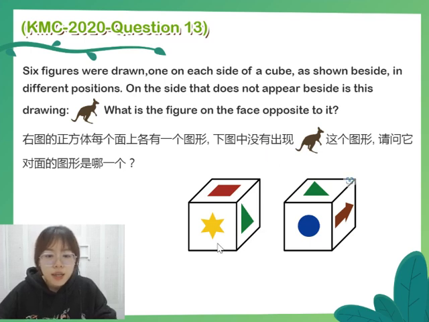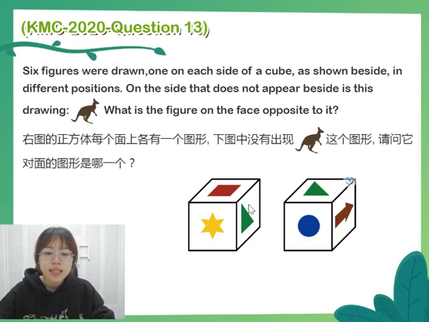So here, after observation, in these two pictures we already know one, two, three, four, five figures, which means five faces of this dice. So the missing one is going to be the kangaroo.